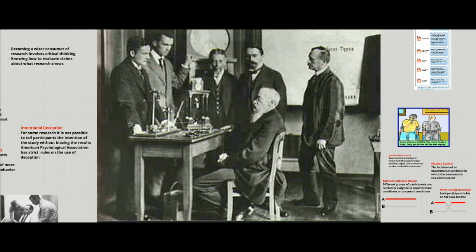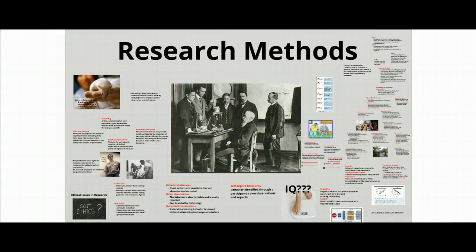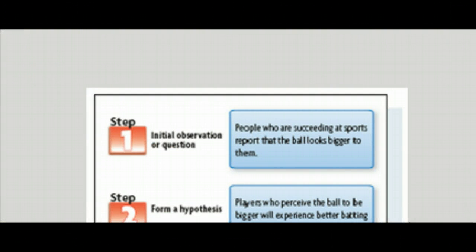So here, again, if you remember from the first lecture, that's Wilhelm Wundt there in the middle in his psychological laboratory in Leipzig, Germany. So he's really the founder of physiological psychology. So when we talk about research methods, we start with this step. Now I know this graphic isn't very good, but it's out of your book, so I wanted to stick with that.